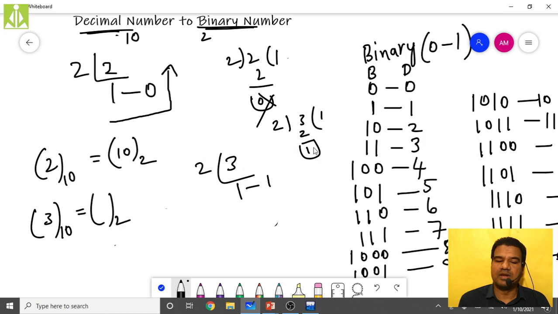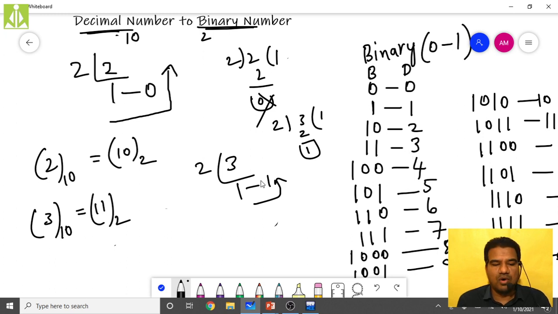1 as remainder you will get. So here I wrote the remainder. Follow in this direction and write the digits. So what I got? 1 1. That 1 1 you write here. So 3 in decimal, 1 1 in binary.